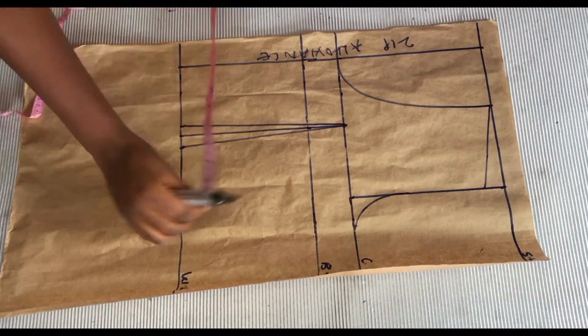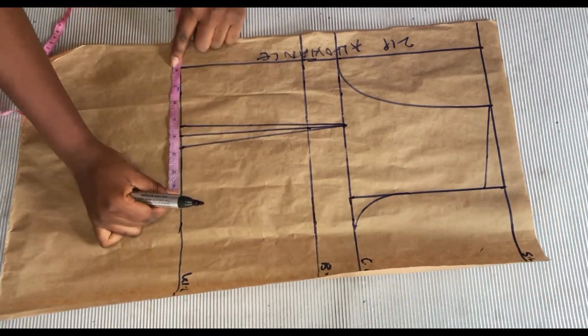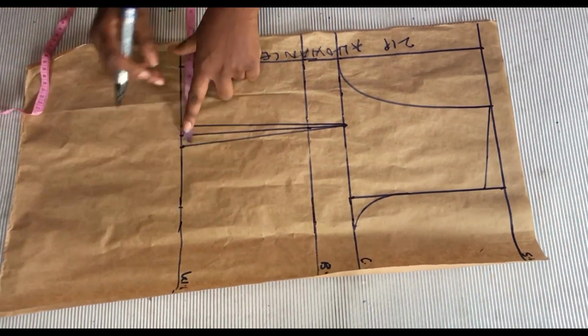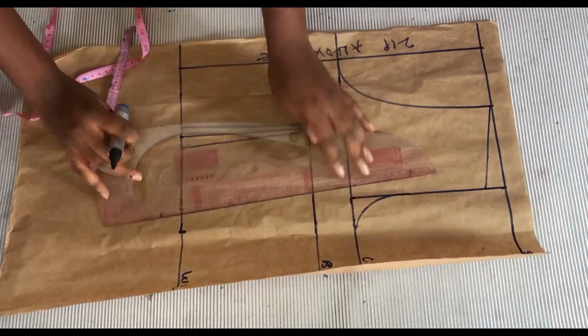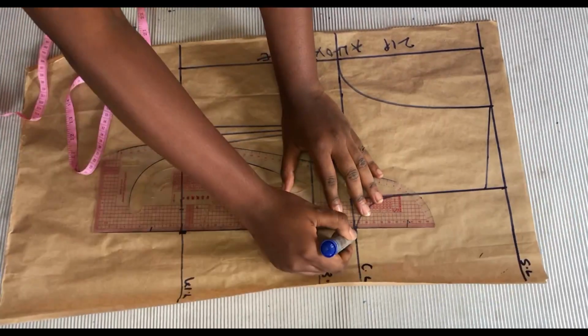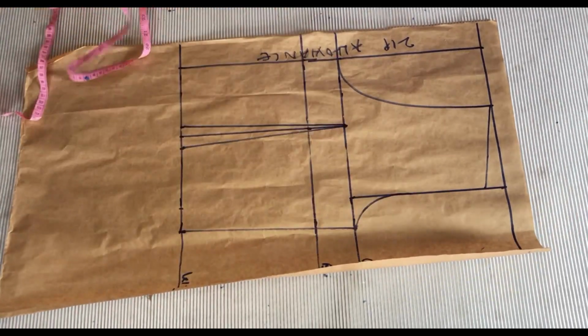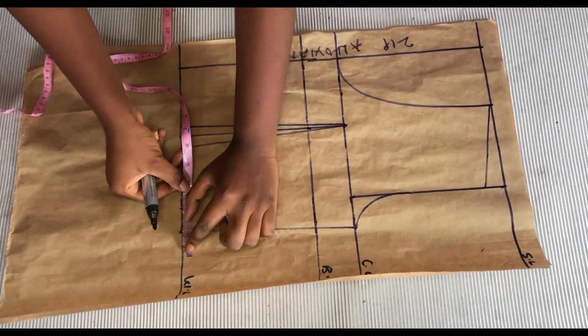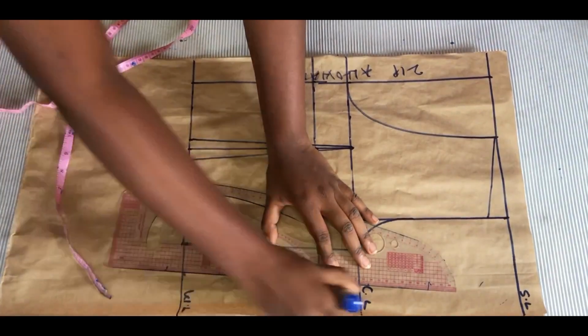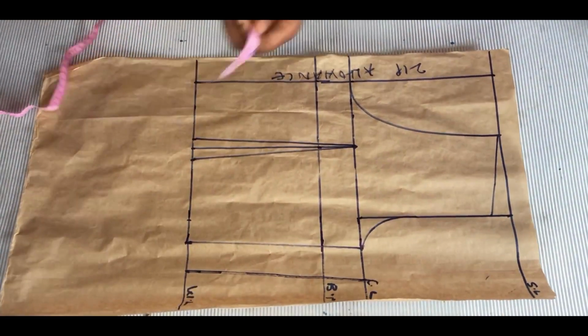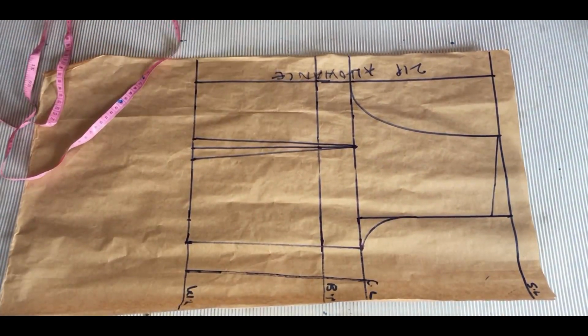Now on the waistline, I'm just going to be placing my waist measurement divided by 4, and I'll measure what I have in between the darts, which is like 1 inch, and I'll replace it. Then I'll connect the sides of the patterns together, and I will also add 1.5 inch seam allowance, just like I did in front.